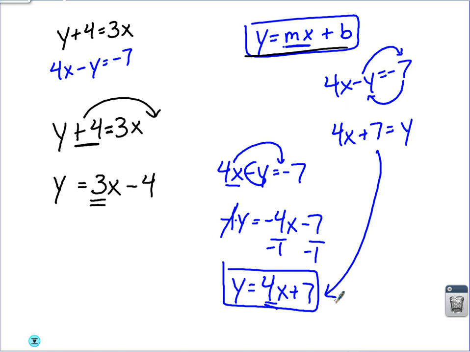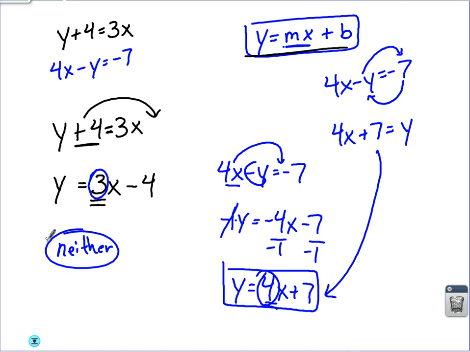Now again, we're asked to determine if this is parallel, perpendicular, or neither. My first equation has a slope of 3. My second equation has a slope of 4. So these two equations are neither parallel nor perpendicular because if they were parallel, those slopes would be the same.